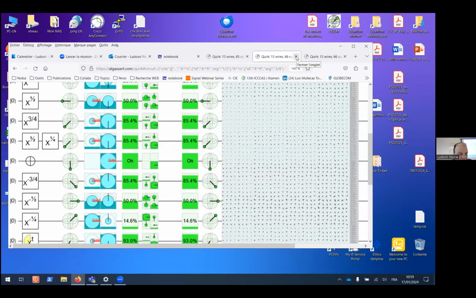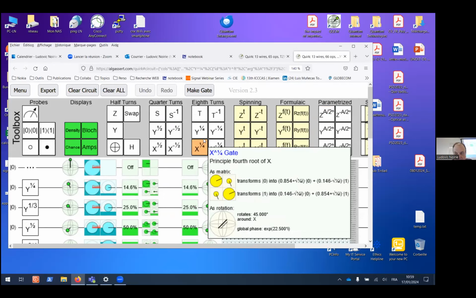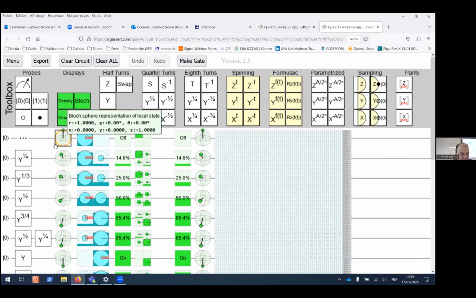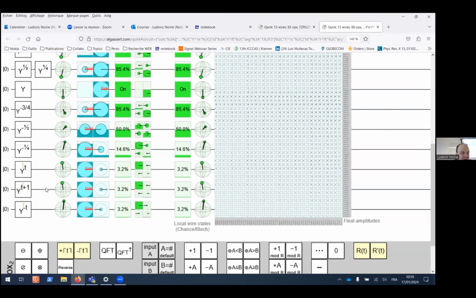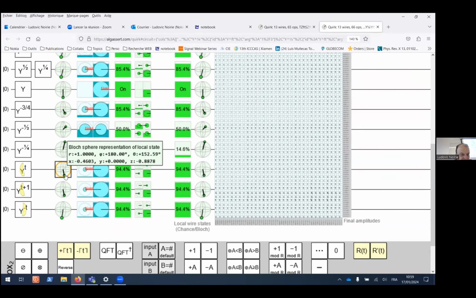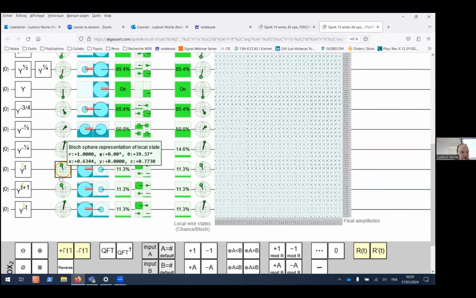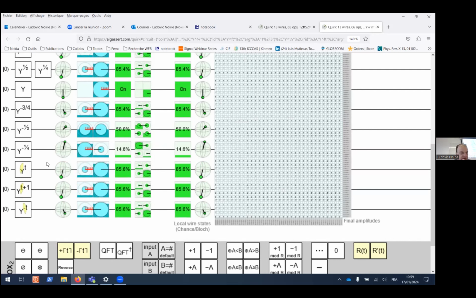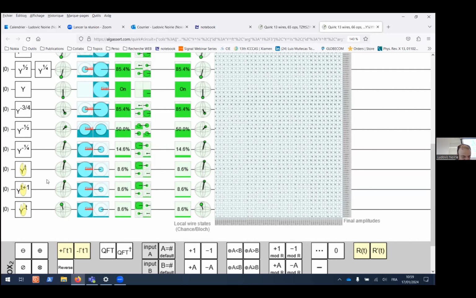So that was for the x-axis. For the y-axis, you replace X by Y. It does the same, but the difference is that the point on the Bloch sphere turns in the circle that is in the XZ plane, the plane that is perpendicular to the y-axis.